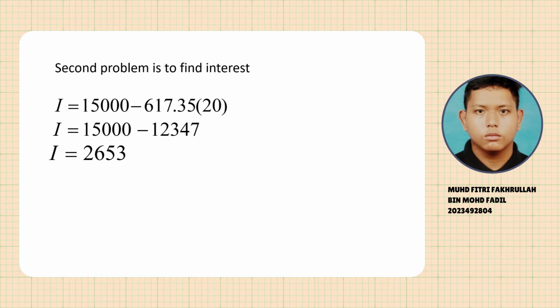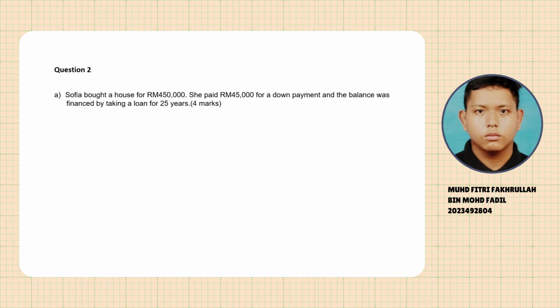So our second problem is to find the interest. I equals 15,000 minus 617.35 ringgit times 20, which we will get I equals 15,000 minus 12,347 ringgit. So after we subtract it, we will get I equals 2,653 ringgit. So we will move on to our next question, which is question 2.